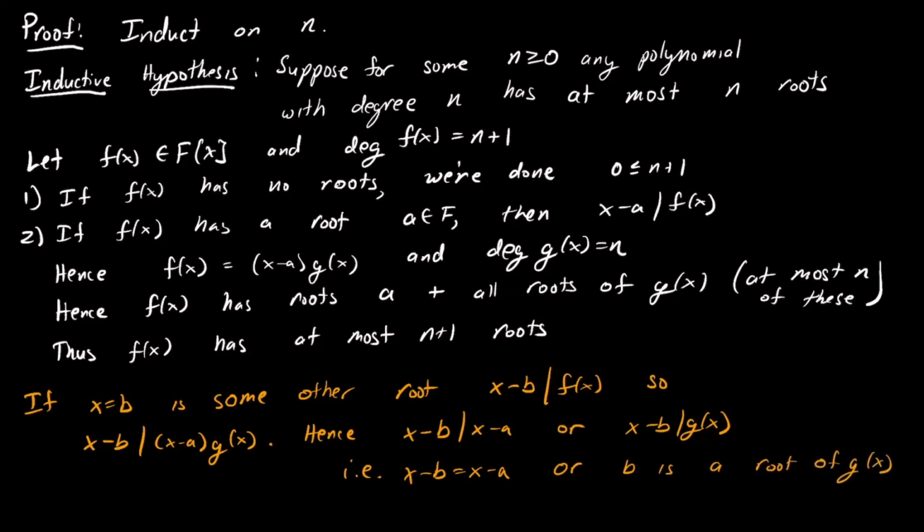So we see right away that if I have some other root, then it's either going to be a or it's going to be a root of g of x. The idea here being that x minus b divides g of x if and only if b is a root of g of x, by our previous theorem. Okay, so now we're ready for some examples.